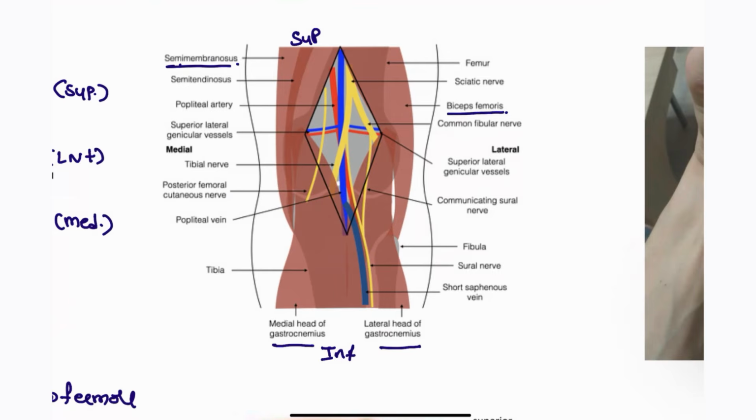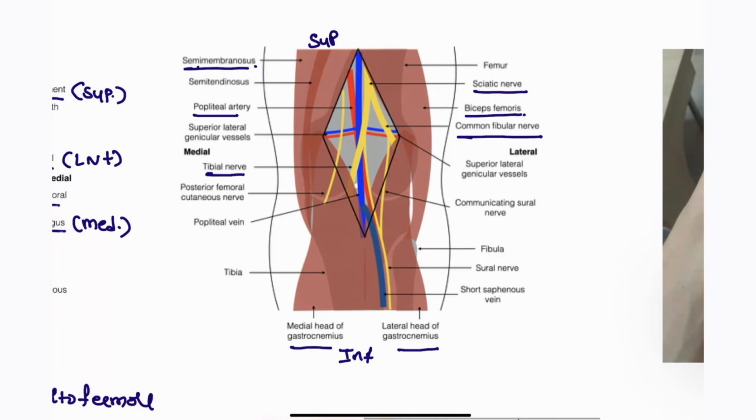Next, coming to the contents. There are important nerves that you have to remember. First, the sciatic nerve passes here, and the tibial nerve bifurcates from it. So the nerves are the sciatic nerve, tibial nerve and common fibular nerve, and both the popliteal artery and the popliteal vein are also present in this particular location.